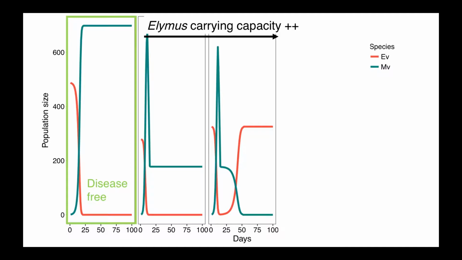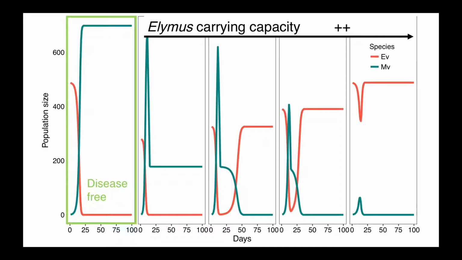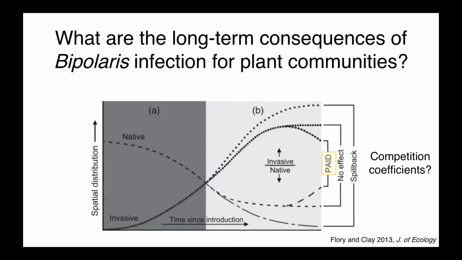However, if we change one parameter of the model, the carrying capacity of Elymus, we can see that as it gets higher, then Elymus is able to recover, and there's even a scenario where Microstegium doesn't essentially invade at all. And the carrying capacity of Elymus in this scenario is equal to this one, so it's just the disease essentially that's suppressing the invasion. So what we're getting from this is that it is possible to see that pathogen-driven scenario in our system, but we really need to understand competitive dynamics, both intraspecific and interspecific. So we need to know competition coefficients.